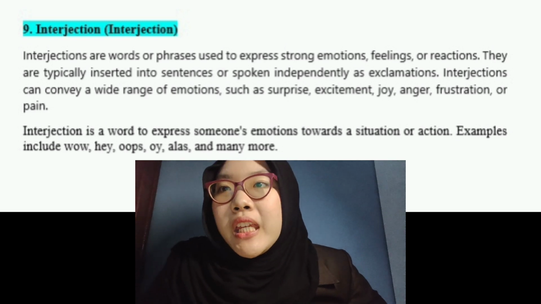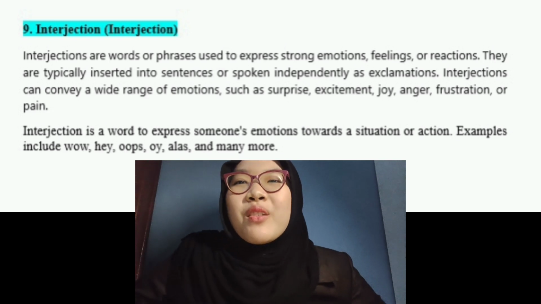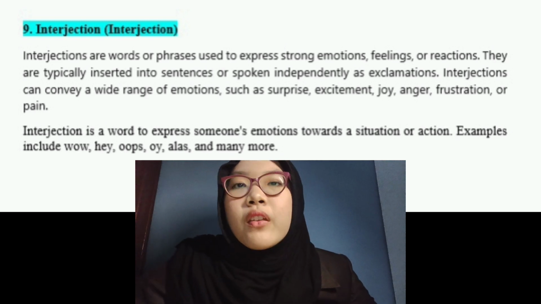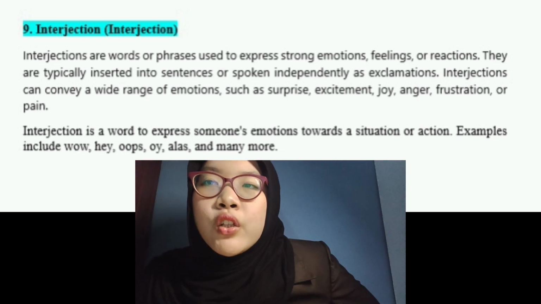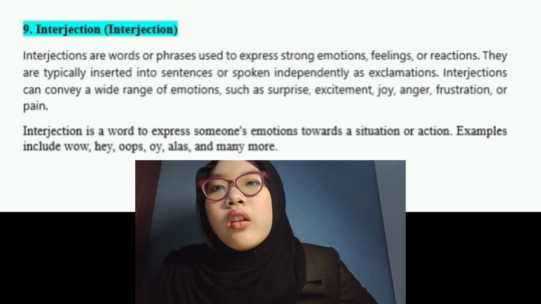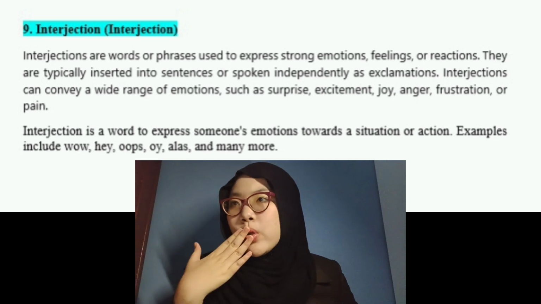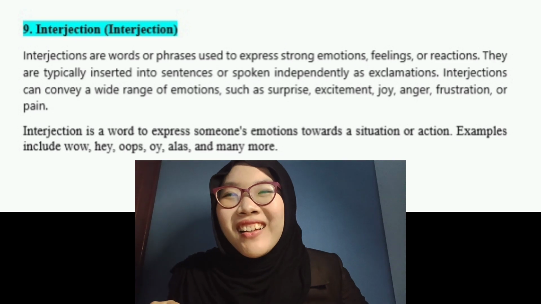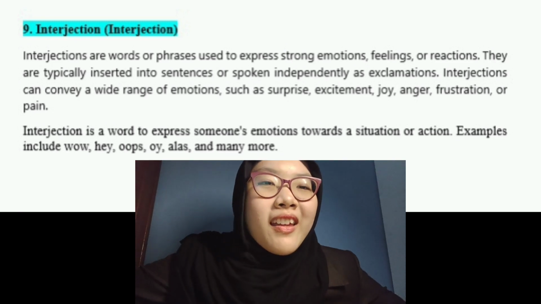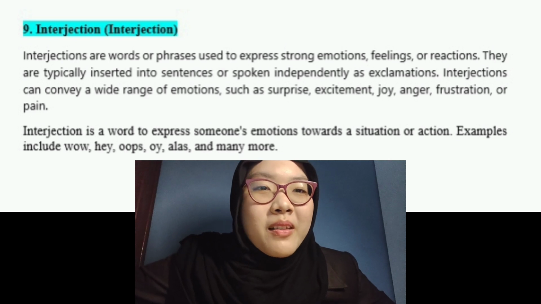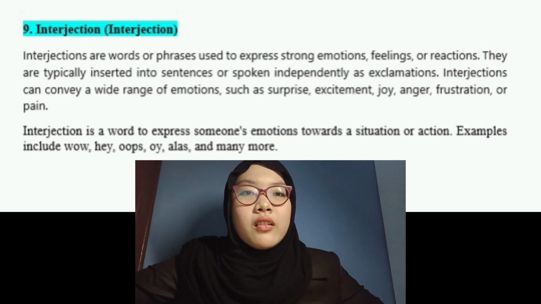Interjection is a word to express someone's emotions towards a situation or an action. For example, wow, hey, oops, oi, and many more. Oi, oi, oi. I'm being Captain Levi. Oh my god.